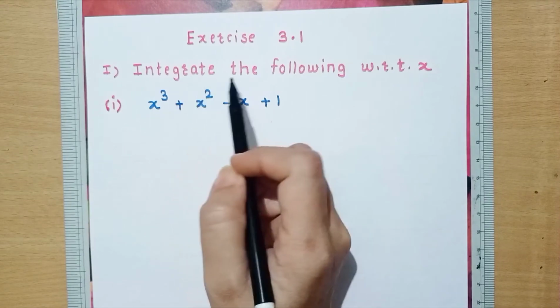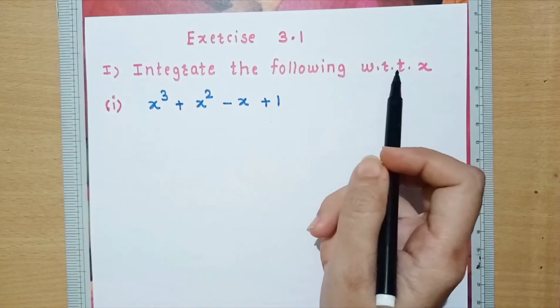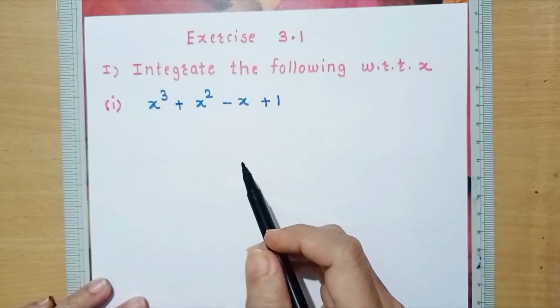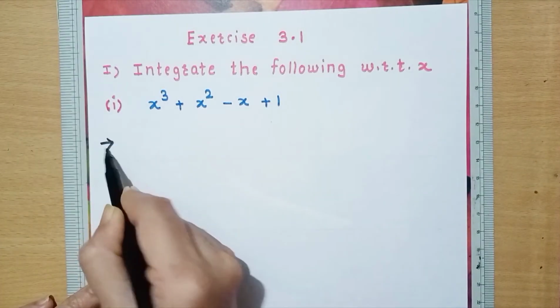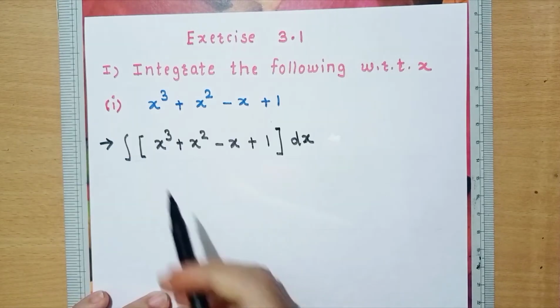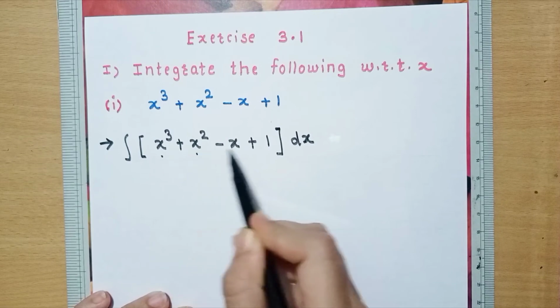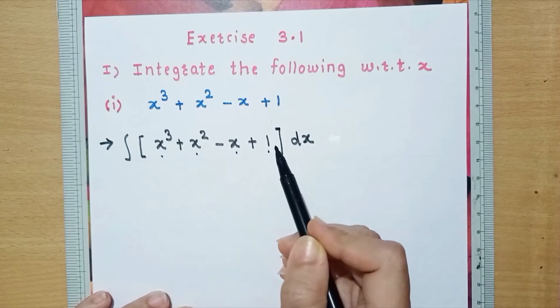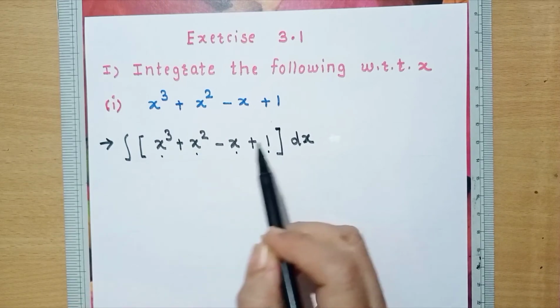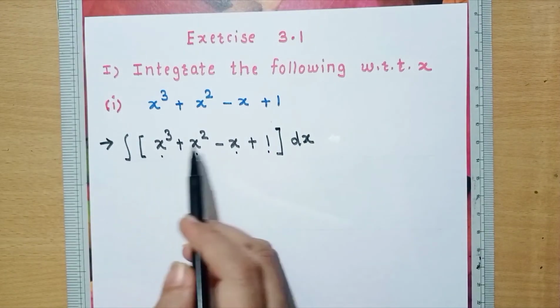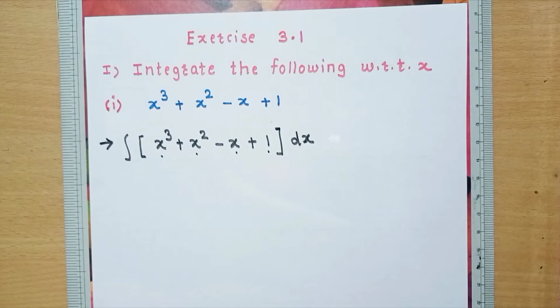Let's solve the first question. Integrate the following with respect to x from exercise 3.1, and this is our first example. So first we will write this. Now check, there are 4 terms in addition and subtraction. So by the above theorem we will write the integration symbol separately for these 4.